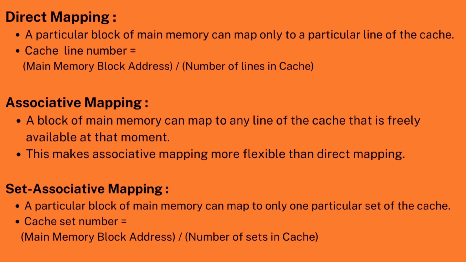Second, associative mapping. A block of main memory can map to any line of the cache that is freely available at that moment. This makes associative mapping more flexible than direct mapping. Third, set associative mapping. A particular block of main memory can map to only one particular set of the cache. Cache set number is equal to main memory block address upon number of sets in cache.